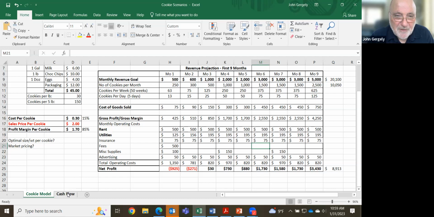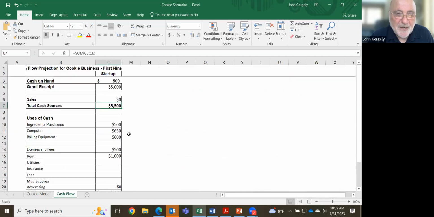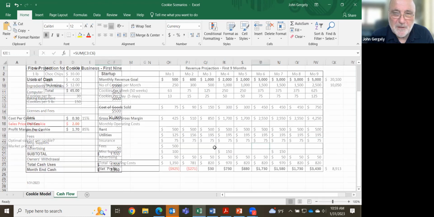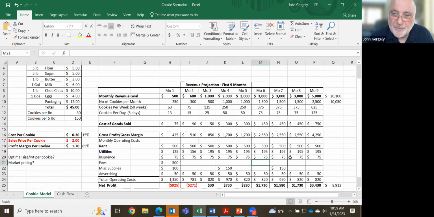Now the other very important aspect about the financials is the actual cash flow. And there's a very important distinction between a profit and loss projection like this one and the cash flow. I don't want to get into a big accounting difference, but it's important to understand the difference. There are actually 3 important financial tools that any business should be aware of.